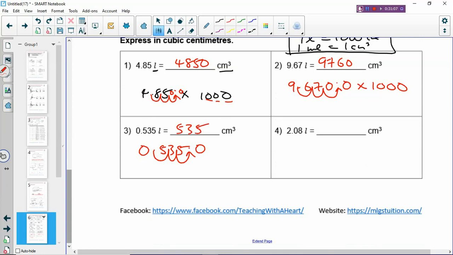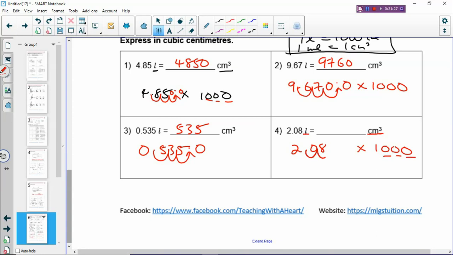Alright, and the last one, 2.08 liters, and you multiply by 1000. So just remember, from big to small, you have to multiply. Multiply by how many? You look at 1 liter, which is 1000 cm cube. So you have to multiply and shift the decimal point to the right by 3 times. So you have to shift to the right 3 times.